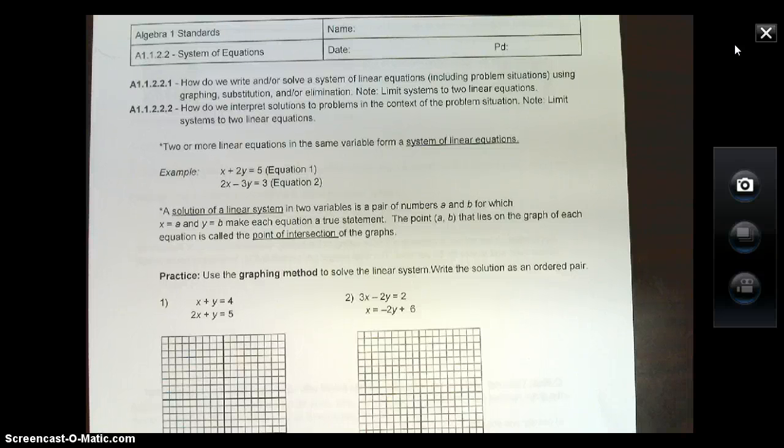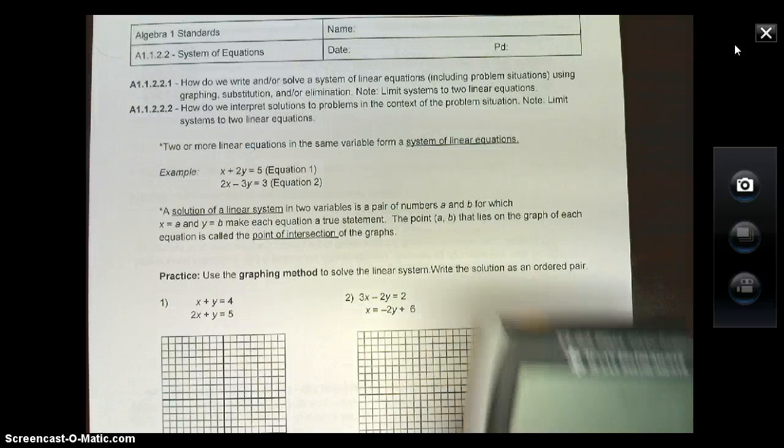The point (a, b) that lies on the graph of each equation is called the point of intersection of the graphs. Okay, so basically when we're doing graphing, the solution is going to be where the lines cross. Because secretly deep down every mathematician's a pirate, so x marks the spot, as I like to say it. It's a really bad joke, so you can laugh at that if you'd like.